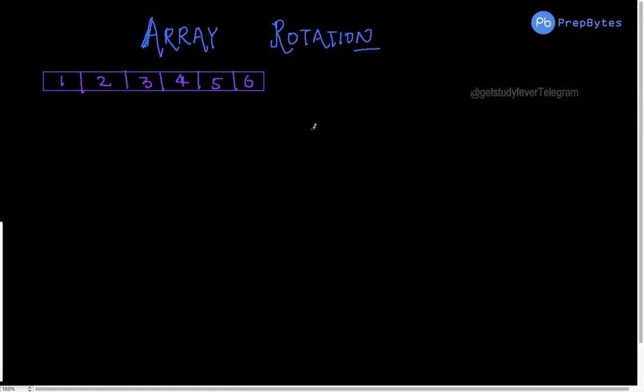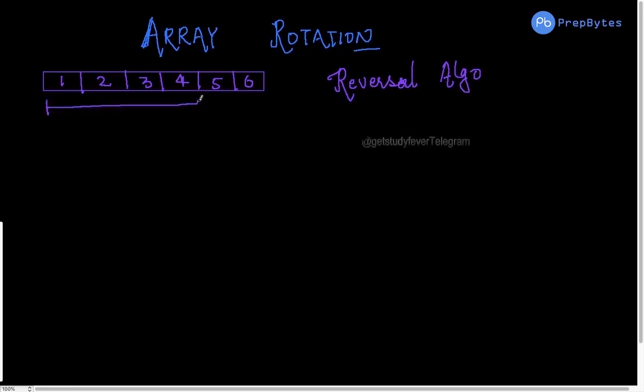Now we will see another approach for rotating an array. This approach is also known as the reversal algorithm for array rotation. Now let's see why it is known as the reversal algorithm. So what we do in this case is, let's say I have to rotate the array by d. In that case, I'll divide the array into two parts. One is n minus d and another is d.